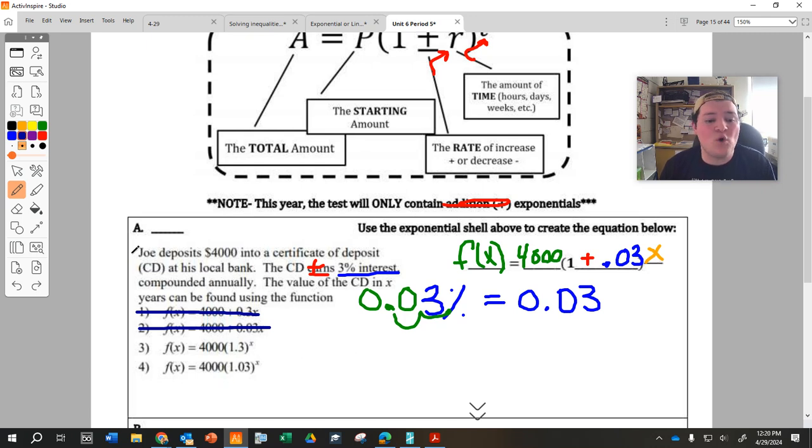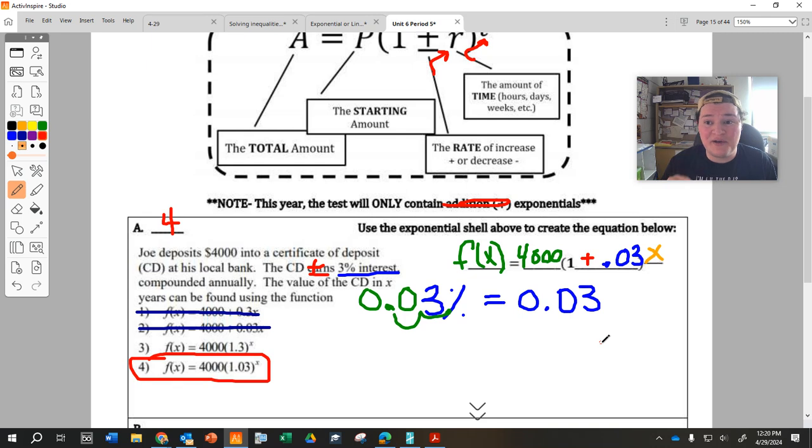The answer is choice 4. Because inside the parentheses, 1 plus 0.03, well, I don't see it, Mr. K, because they added it. 1 plus 0.03 is 1.03. $1 plus 3 cents is $1.03. So that's why it's the red one, choice 4. Okay?